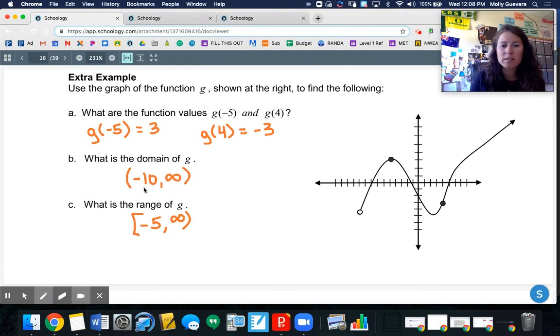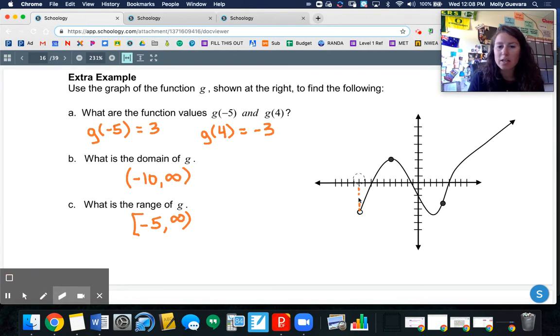Okay, and then what is the domain? So the furthest left I go is right here at -10. Right? And since it's an open circle, it's a parenthesis. And then since I have this arrow here, my domain just keeps going on and on and on and on forever to infinity. So there's my infinity and always parenthesis and infinity.